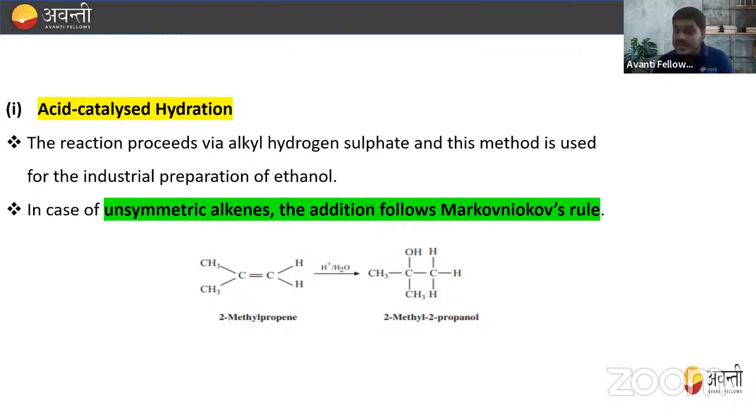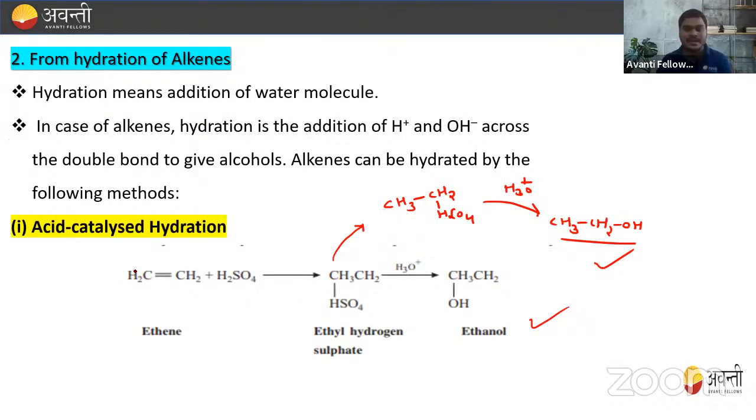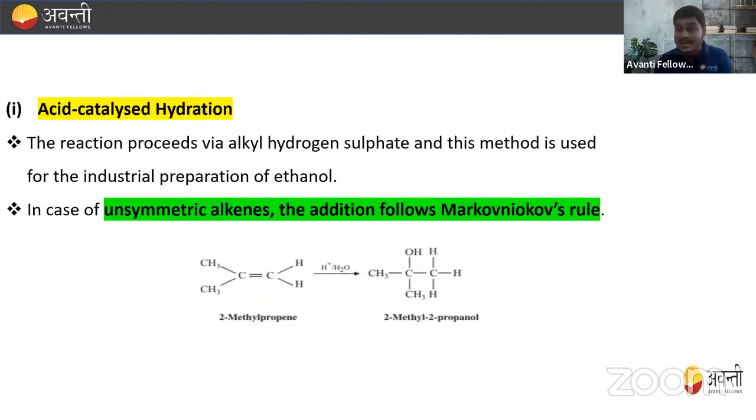In case of unsymmetrical alkene, the addition follows Markovnikov's route. So in the previous one, this is a symmetrical alkene, right? This is called the symmetrical alkene. But in case of asymmetrical alkene, the addition follows Markovnikov's rule. So what is this Markovnikov's rule?